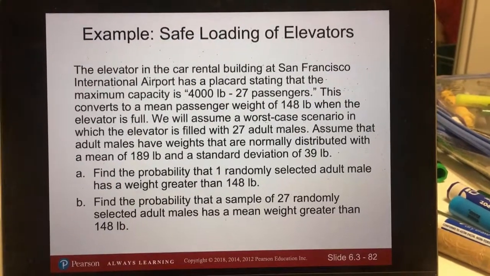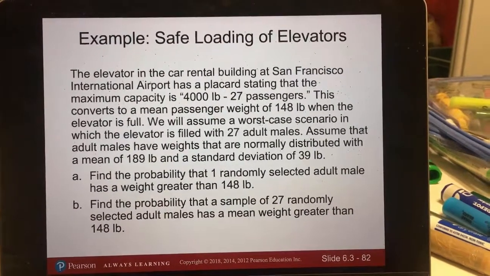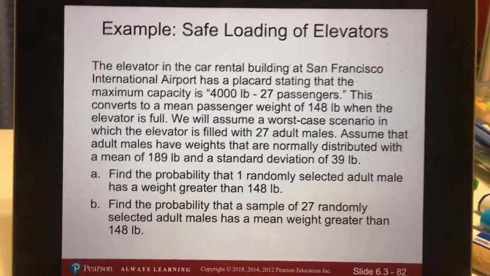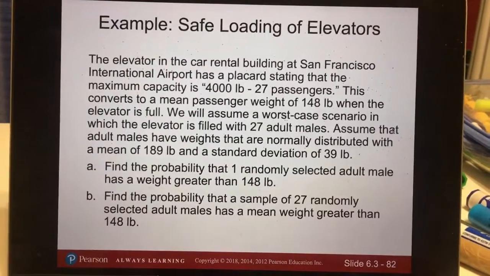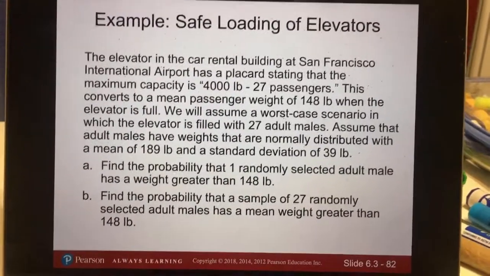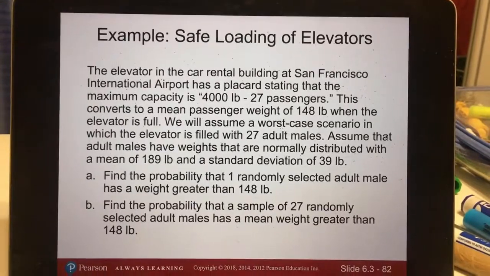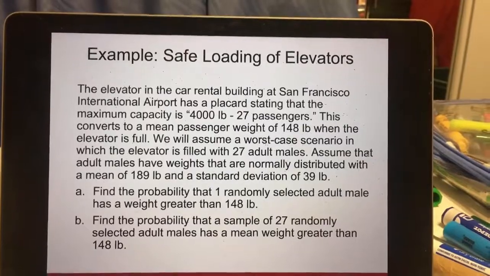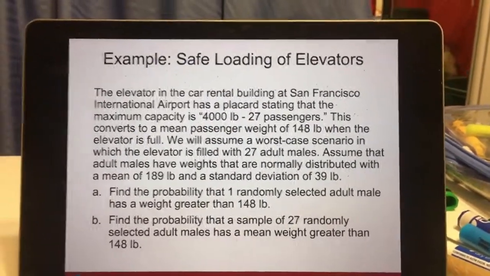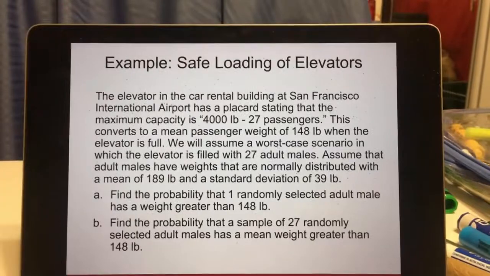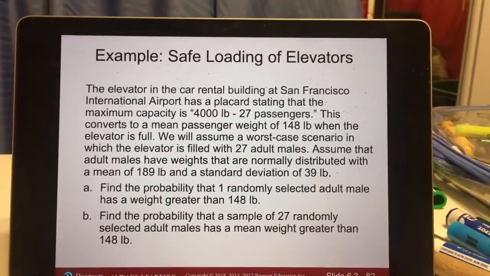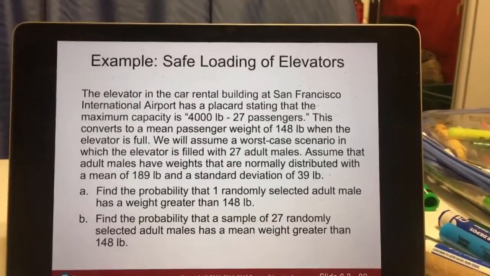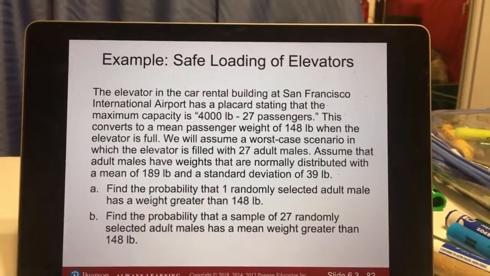We will assume a worst case scenario in which the elevator is filled with 27 adult males. Assume that adult males have weights that are normally distributed with a mean of 189 pounds and a standard deviation of 39 pounds. Find the probability that one randomly selected adult male has a weight greater than 148 pounds. Find the probability that a sample of 27 randomly selected adult males has a mean weight greater than 148 pounds.